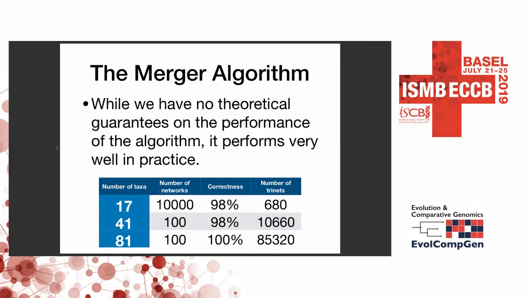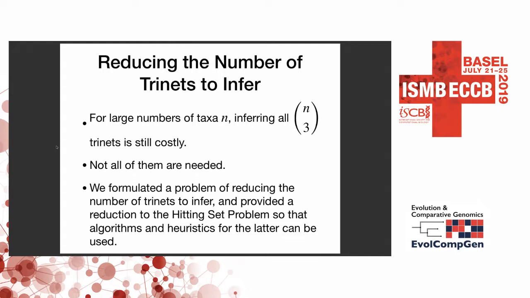Now, one thing to keep in mind is that the number of trinets, n choose 3, is not a simple thing because this number starts growing. It's of course on the order of n cubed, but that is not a good thing for us when we're doing statistical analysis. I will show you very soon why. So we have n choose 3 on the order of n cubed, but not all of them are needed.